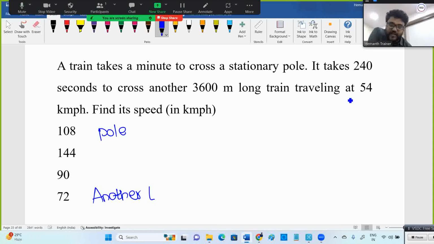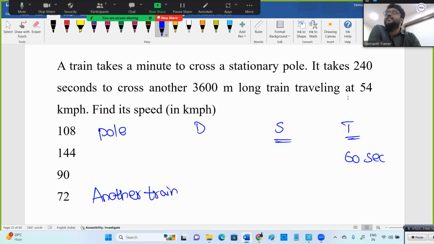When a train is crossing a pole, you should understand what the distance is, what the speed is, and what the time taken is. So what is the time taken? The train is crossing the pole. A minute means 60 seconds. When the train is crossing the pole, which is moving?